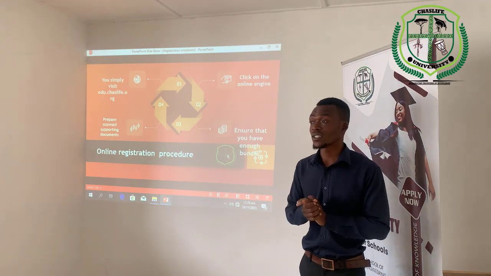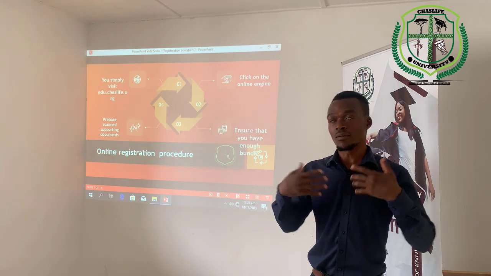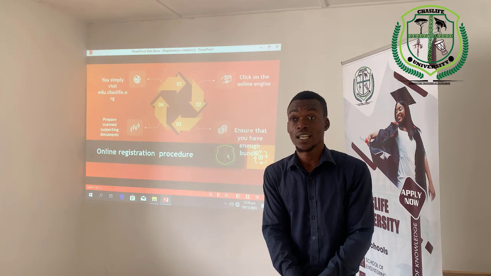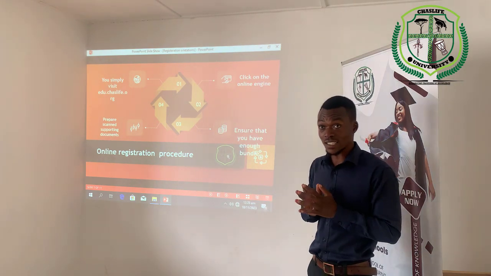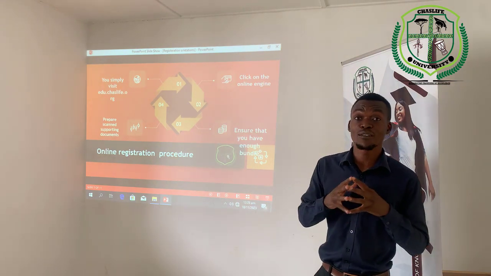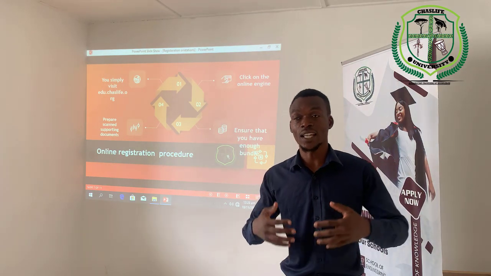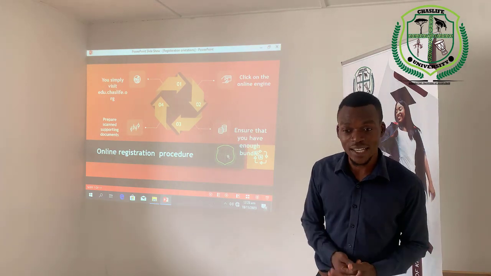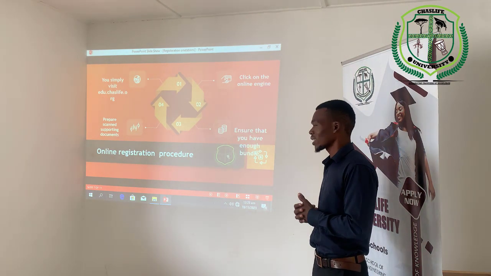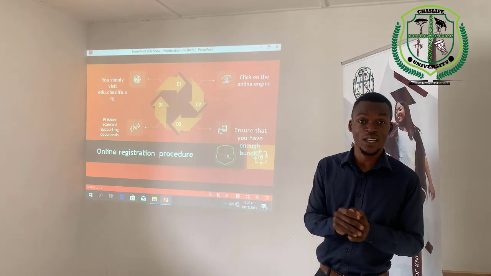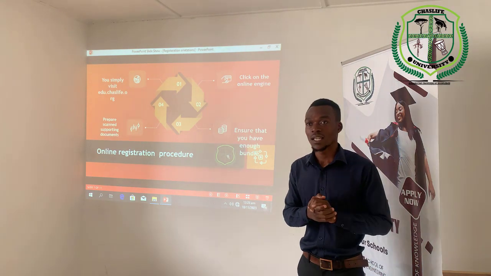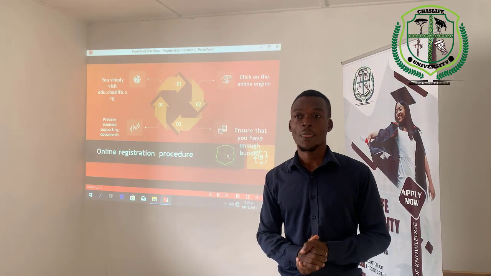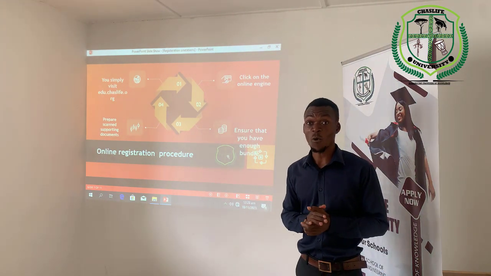This process allows you to get familiar with the school website. Once you go to the school website, there will be various search engines there. What you have to do is go to the registration or to the search engine that reflects online registration. Once you are at that site and you have prepared all the relevant documents, you need to ensure that you fill in the form that requires the details or the information.